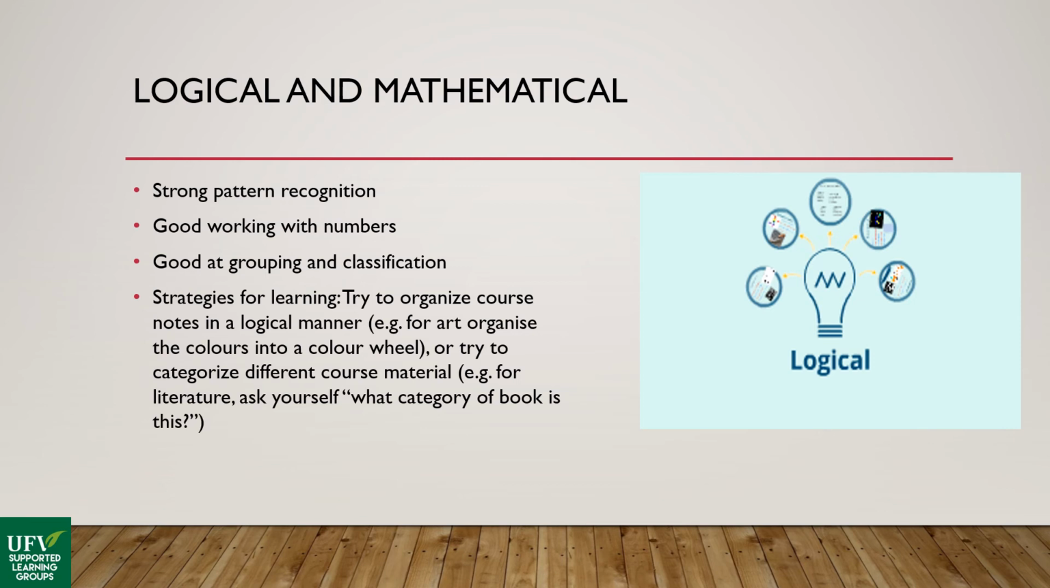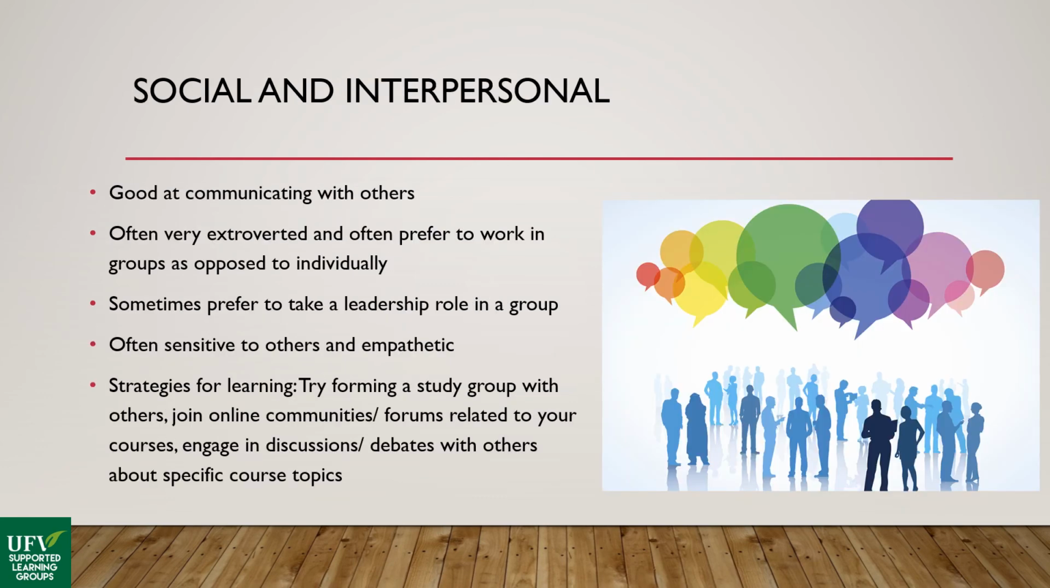Or you could try to categorize different course material. So for example, if you're taking a literature course, you could ask, what category of book is this specific book that I'm reading? So what kind of genre is it? So obviously these are very simple examples, but they're just kind of to show you the broad strokes of how you could better organize things as a logical learner.